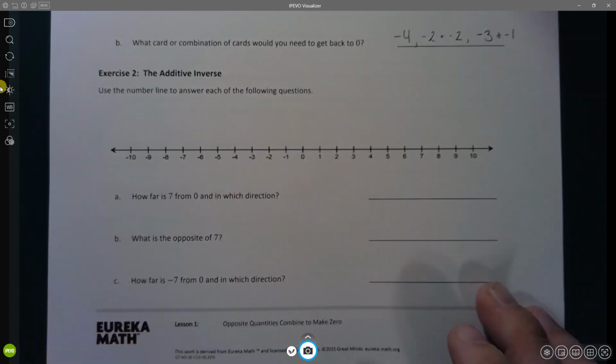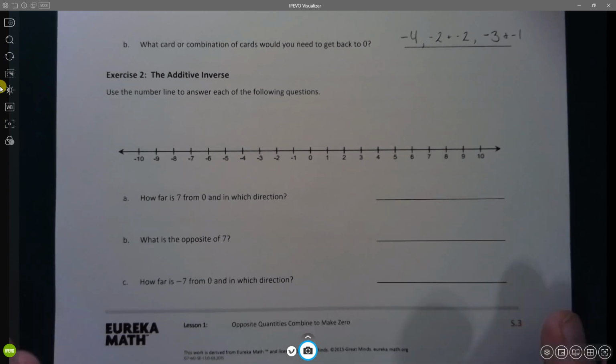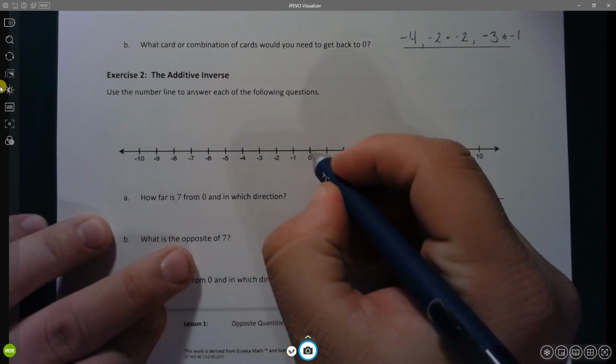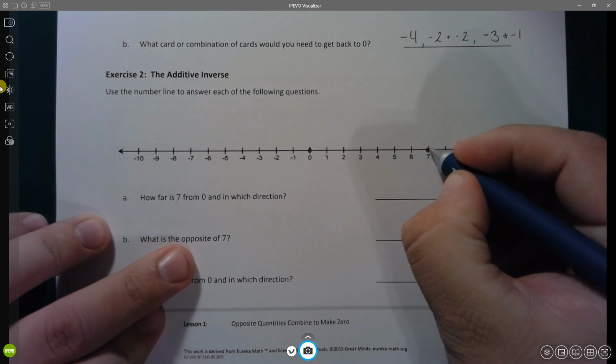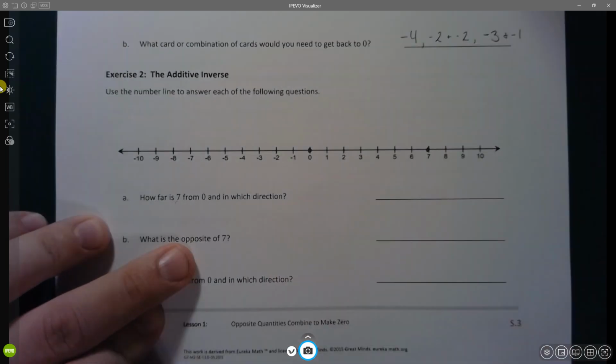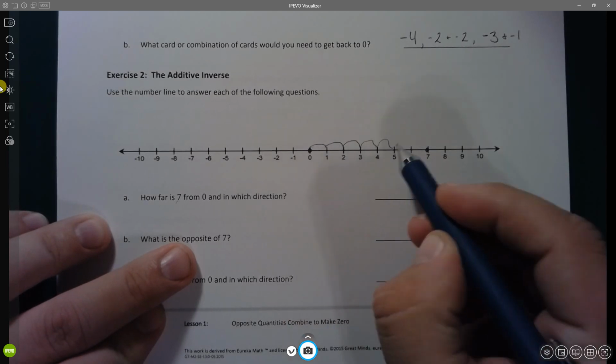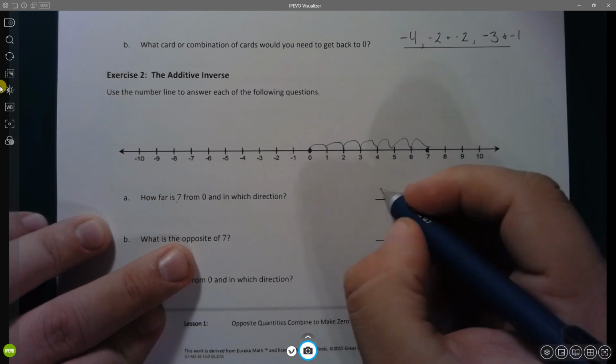All right, so got a couple more questions here. Exercise number 2, the additive inverse. Ooh, additive inverse. That's a new word. I wonder what the additive inverse is. So, let's use the number line to answer the questions and see if we can figure it out. How far is 7 from 0 and in which direction? Well, here's 0. Here's 7. Let's count. 1, 2, 3, 4, 5, 6, and 7. So we're 7 units.